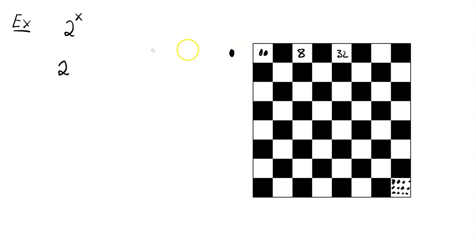Okay, so on the first square I will have 2. I start with 1, then I double to 2, so 2 to the power 1. Next square I have 2 to the power 2, and then a third 2 to the power 3, 8, and so on. So on the final square I have 2 raised to the power of 64.